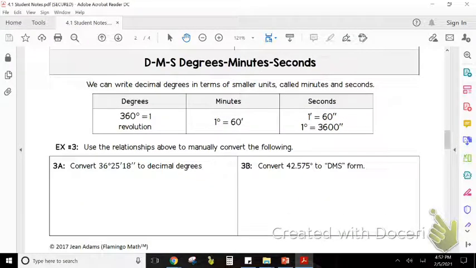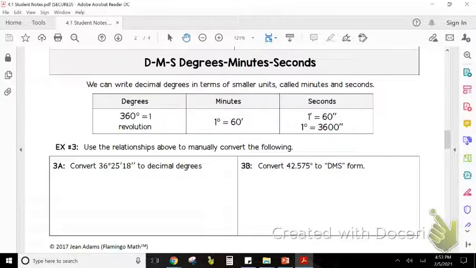All right, so we also have a thing called degrees, minutes, and seconds. And so we can write decimal degrees in terms of smaller units called minutes and seconds. And this is used a lot in navigation. So notice here it tells us, and I think about a clock when I do this, probably because of the minutes and seconds, but 360 degrees is one revolution. And so if I look at a clock, I know it's 360 degrees to go all the way around.